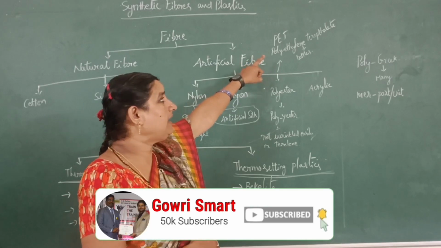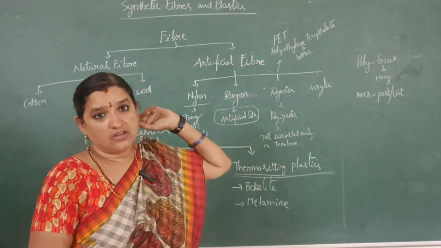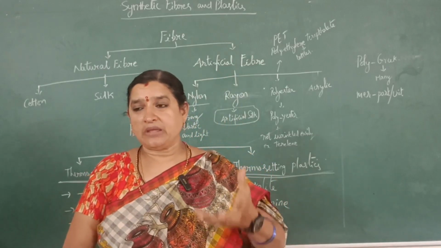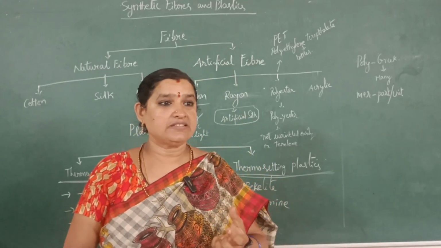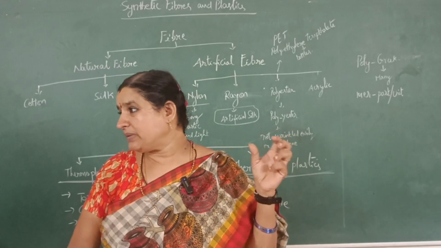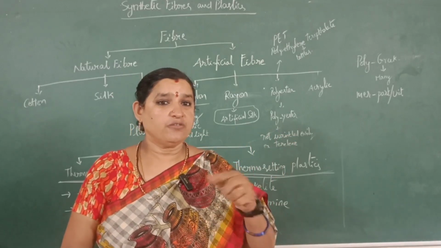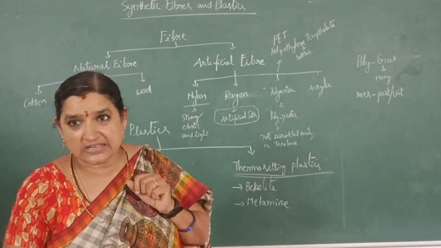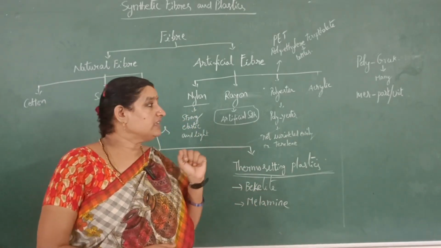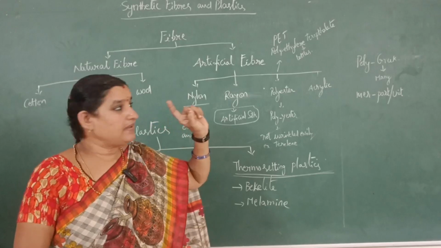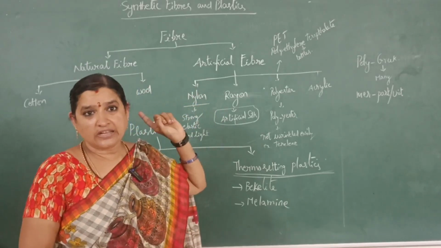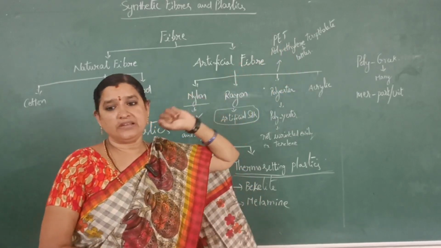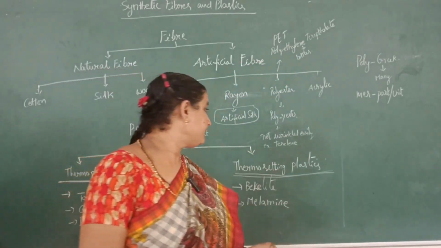PET means polyethylene terephthalate. By using this we can prepare plastic buckets, plastic bottles, etc. In our day-to-day life we use plastic water bottles. If we observe the symbol, there is a triangular symbol with a number in it. That is called PET bottles. PET means polyethylene terephthalate. The definition of PET is very important.